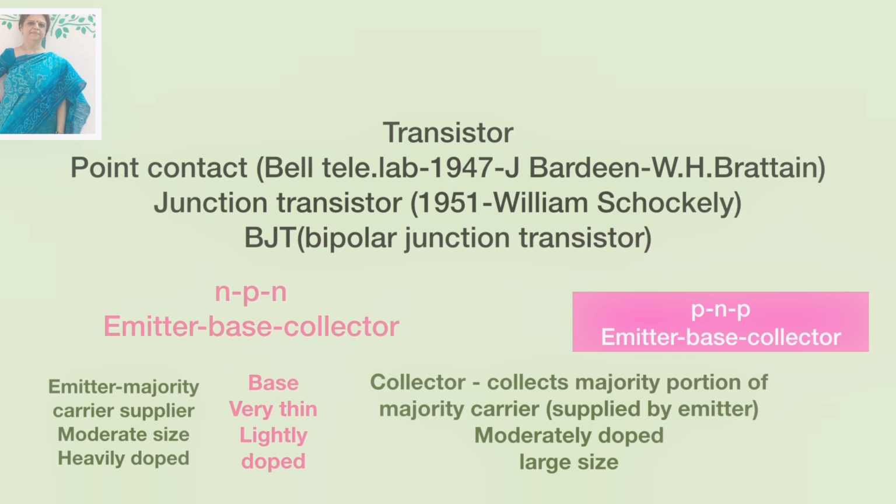There are two types of junction transistor, NPN and PNP. NPN means N emitter, P base, and N collector, in which the emitter is the majority carrier supplier, moderate in size and heavily doped, and the base is very thin and lightly doped, and the collector collects the majority portion of the majority carriers given by the emitter, and it is large in size and moderately doped.